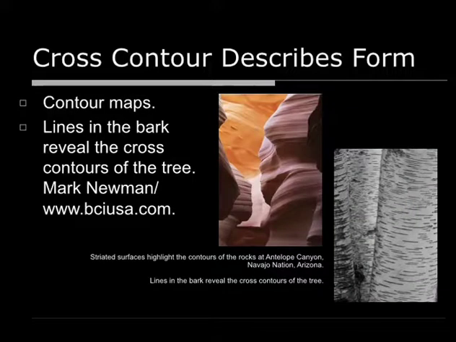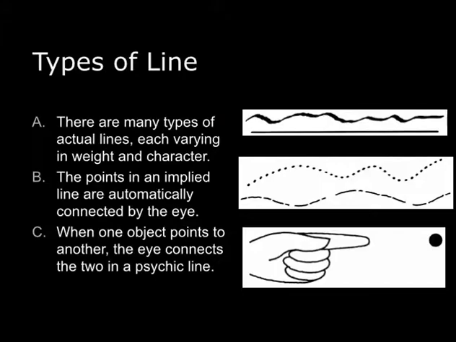Lines also describe forms in the form of contours. As we can see from these visual examples here, contours can describe the shape of an object, whether it be rocks or the trees on the right, or if we think about contour maps, topographical maps, which describe the shape of topography. We can divide lines into several distinct types. If we look at these three examples here, on the top we see an actual line. In the middle we see an implied line, because through the Gestalt, our mind connects all the points as one line. And in the final example we have what's called a psychic line, in which the line happens in our minds, in our brain.